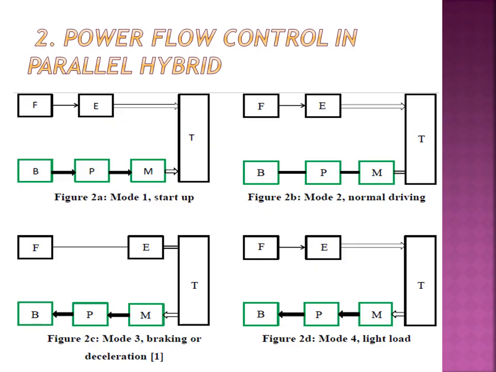Mode 2. During normal driving, the required traction power is supplied by the ICE only and the EM remains in off mode. Mode 3. During braking or deceleration, the EM acts as a generator to charge the battery via the power converter. Mode 4. Under the light load condition, the traction power is delivered by the ICE and the ICE also charges the battery via the EM, that is the electric motor.